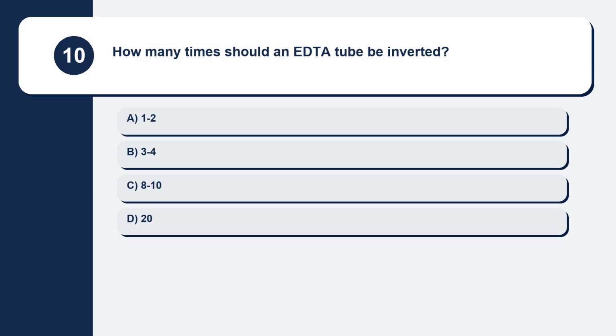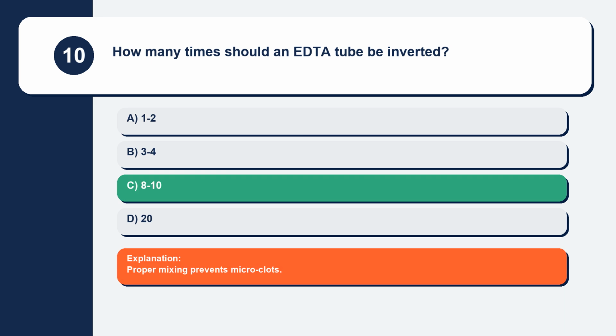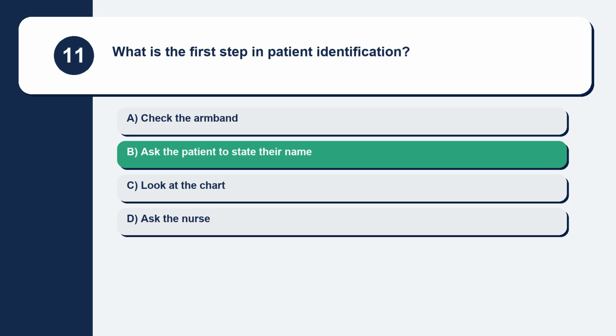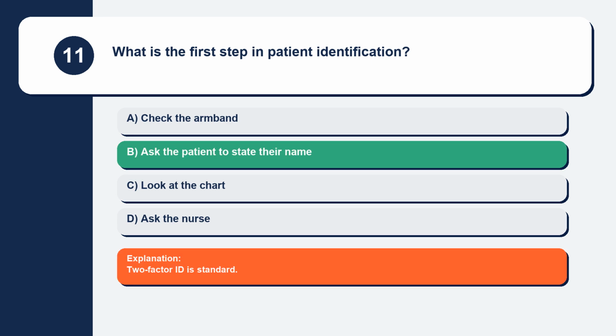Question 10. How many times should an EDTA tube be inverted? 1-2, 3-4, 8-10, 20. Proper mixing prevents microclots. Question 11. What is the first step in patient identification? Check the armband. Ask the patient to state their name. Look at the chart. Ask the nurse. Two-factor ID is standard.